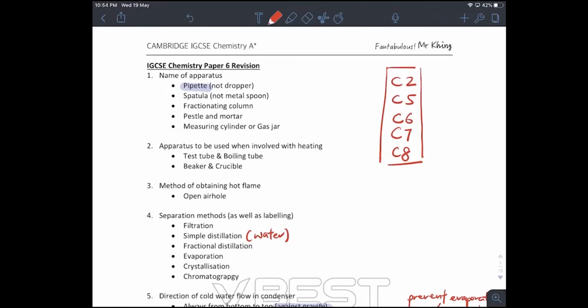Try to at least read through the other chapters as well. They might come as 1 or 2 sub-questions from other chapters, maybe. But these 5 are the most important ones for your paper 6.